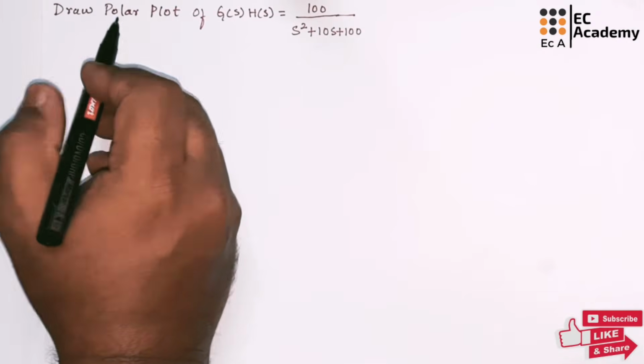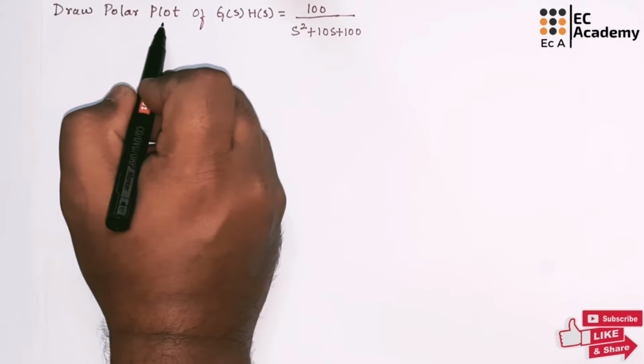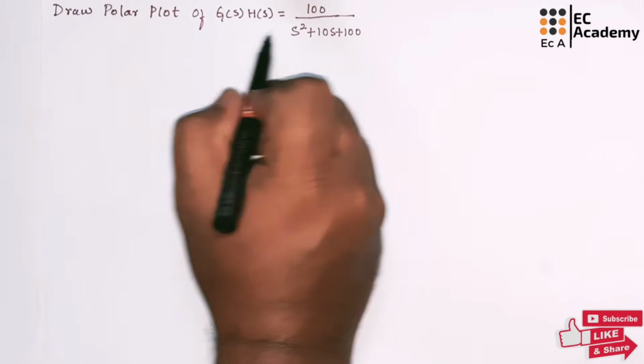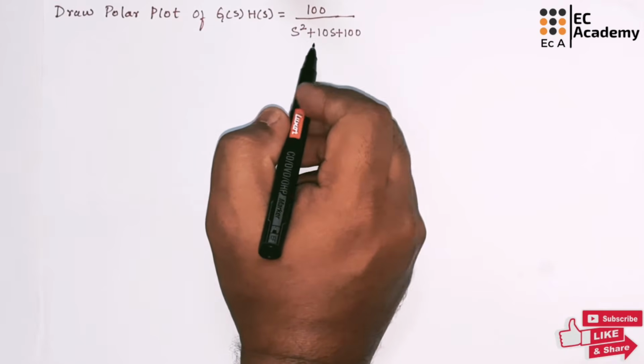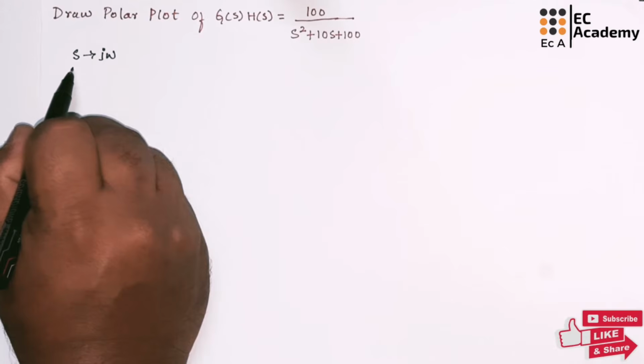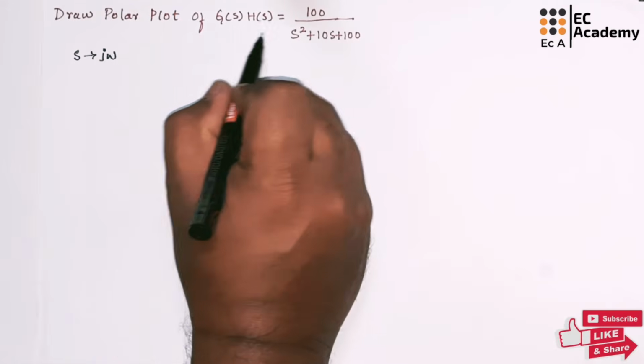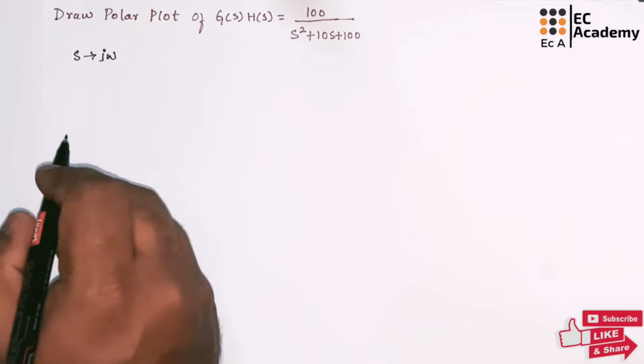In this lecture, let us understand a problem on polar plot. Here, the transfer function is given. For this transfer function, we need to find the polar plot. First step is to replace s with j omega. So in this transfer function, we need to replace s with j omega.